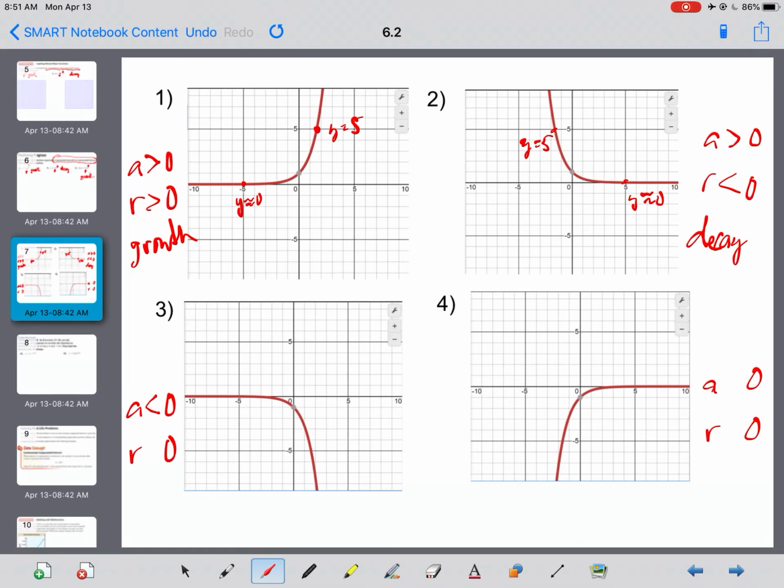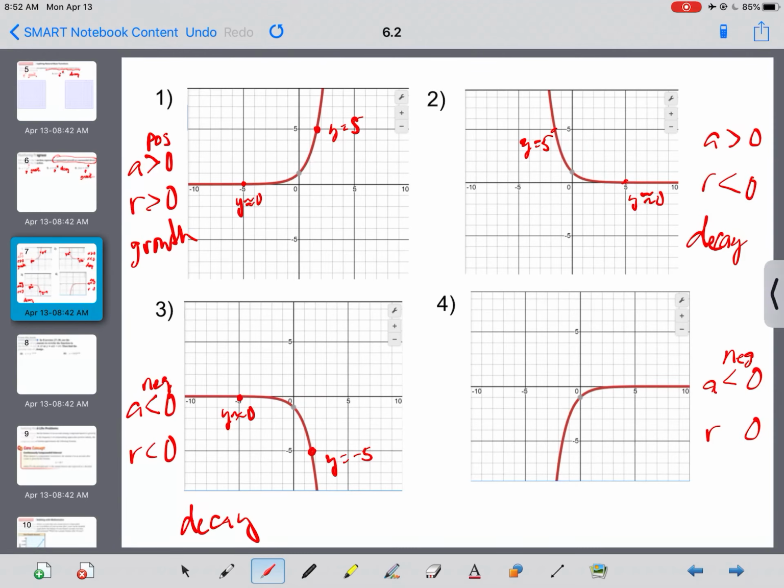Now this time A is less than 0, or A is negative. Here A was positive. Now A is negative. But let's see what R is doing to figure out if it's growth or decay. It starts out up here at y is about 0, and then as we go left to right, you get y equals negative 5. Well, that is going down, so that is decay. So that means that my R is less than 0 as well.